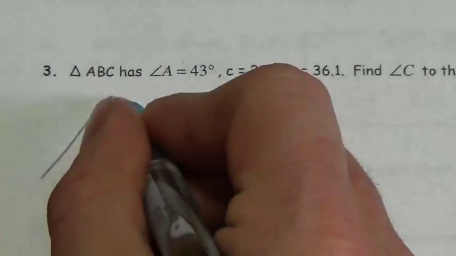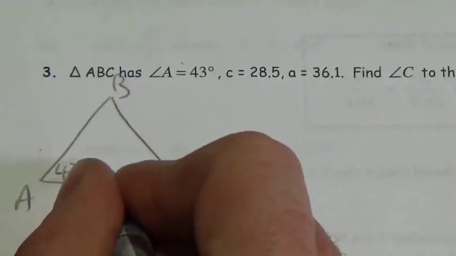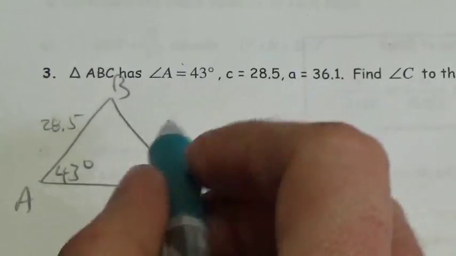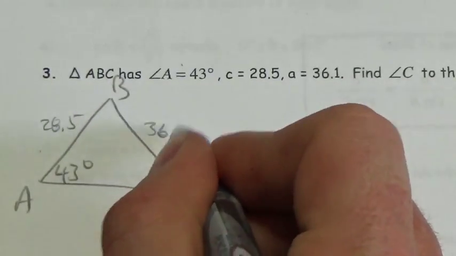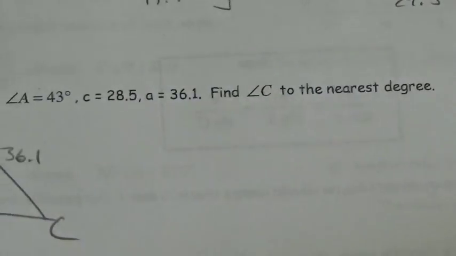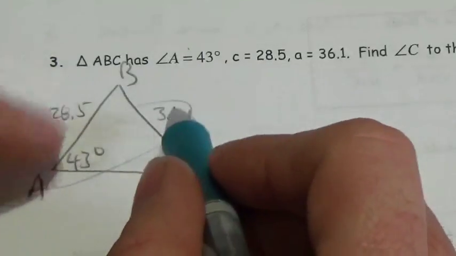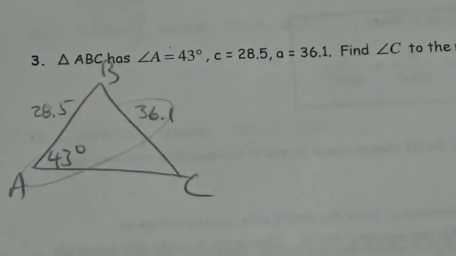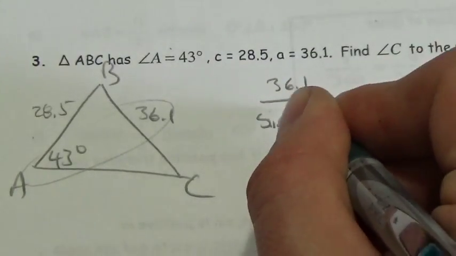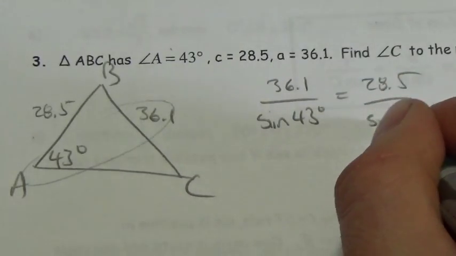So triangle ABC. Okay, so here we go, ABC. A is 43 degrees, little c is 28.5, and little a is 36.1. Okay, and we want to find angle C to the nearest degree. Well, I know I'm going to use the sine law because I've got this angle and the side pair. So I'm going to set up that ratio, 36.1 over the sine of 43 degrees is going to equal 28.5 over the sine of C.